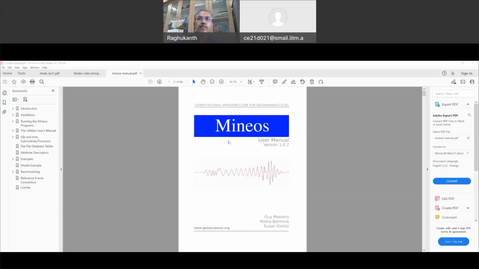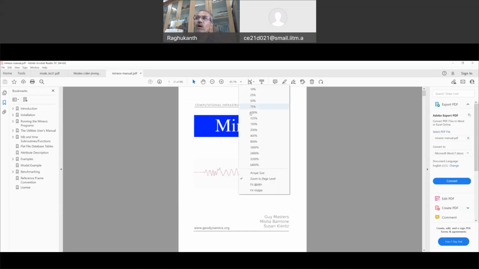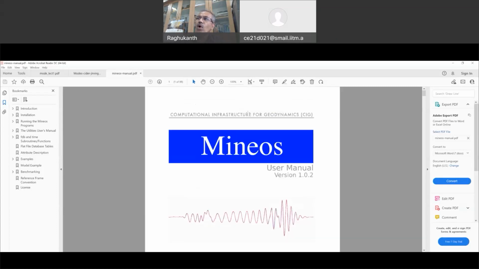I will just share this manual. This is going to be your next assignment. If you open that manual, you are able to see it. What all of you have to do is, no need to worry about the mathematics or anything.